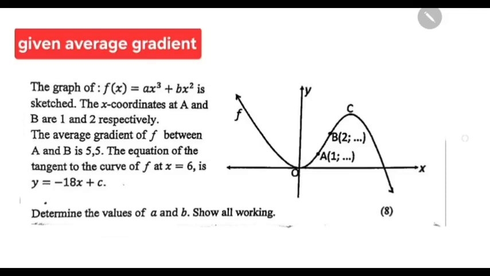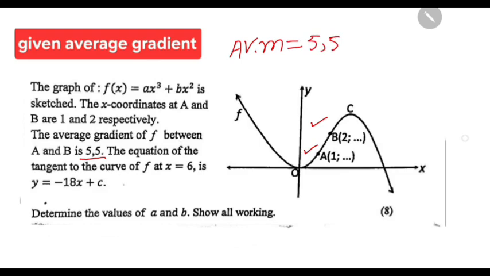Now this is the question. The graph of f of x equals ax cubed plus bx squared is sketched. The x coordinates at A and B are 1 and 2 respectively. So A and B x coordinates are given: A's x coordinate is 1 and B's x coordinate is 2. The average gradient of f between these 2 points A and B is 5,5.